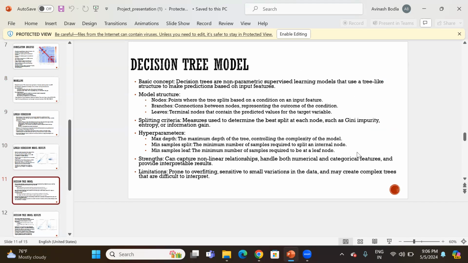The decision tree model. Decision trees are non-parametric supervised learning models that use a tree-like structure to make predictions based on the input features. This model has nodes, branches, and leaves. The nodes are the points where the tree splits based on the condition of the input feature. The branch is the connection between the nodes representing the outcome of the conditions. Splitting measures are used to determine the best split at each node, such as Gini impurity, entropy, or information gain. The limitations: prone to overfitting, sensitive to small variations in the data, and may create complex trees that are difficult to interpret.